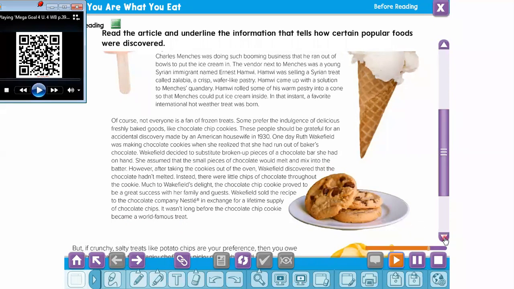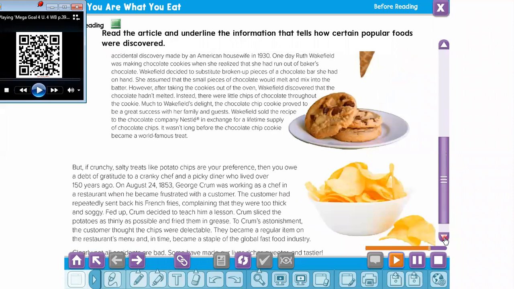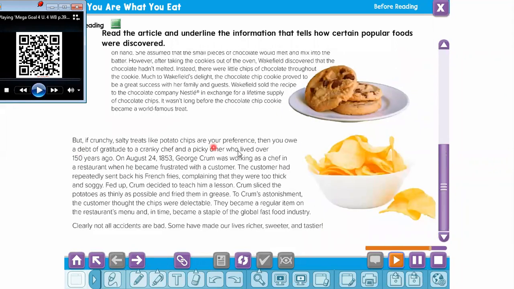But if crunchy, salty treats like potato chips are your preference, then you owe a debt of gratitude to a cranky chef and a picky diner who lived over 150 years ago. On August 24th, 1853, George Crumb was working as a chef in a restaurant when he became frustrated with a customer. The customer had repeatedly sent back his French fries, complaining that they were too thick and soggy. Fed up, Crumb decided to teach him a lesson.